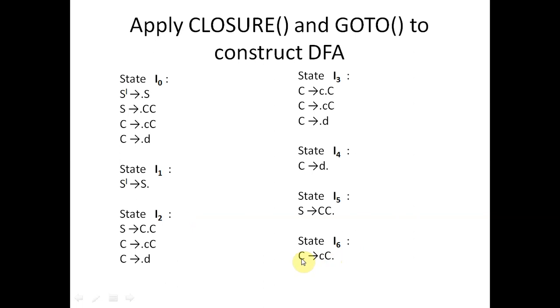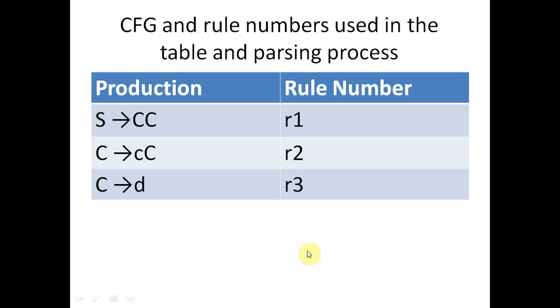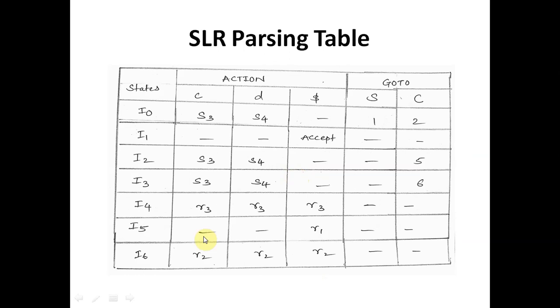So C is having follow as small c, small d and dollar. So for the sixth state, with respect to small c, small d and dollar in the action part, we are writing reduce by rule number 2, because this is rule number 2. We have written here rule number 2, C produces small c, capital C. So for the sixth state with respect to these terminals, we write reduce by 2, reduce by 2, reduce by 2, the second rule number.